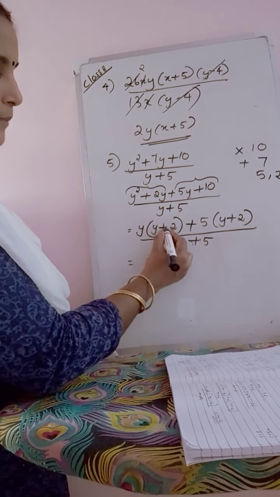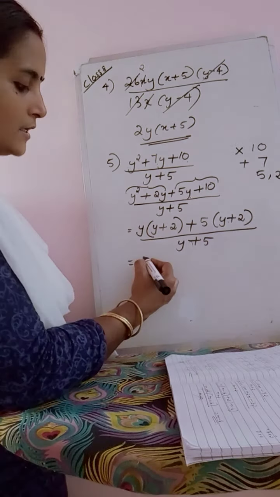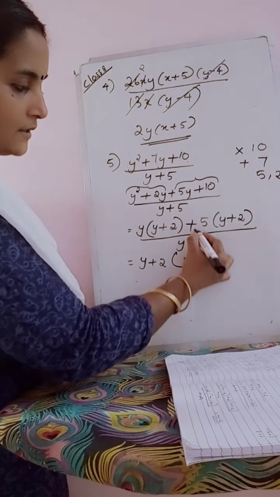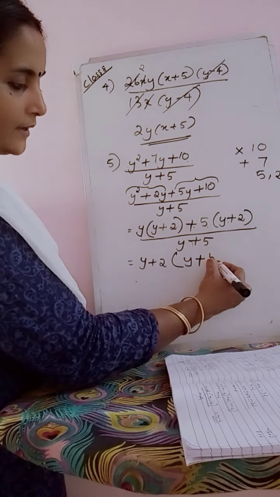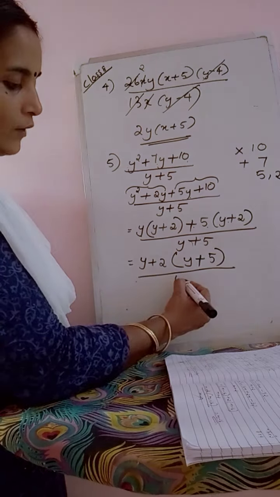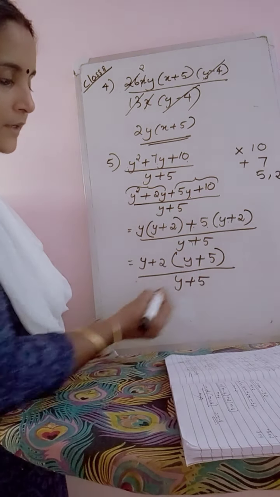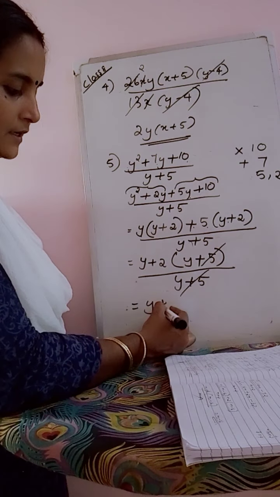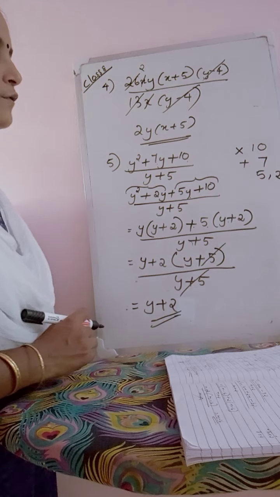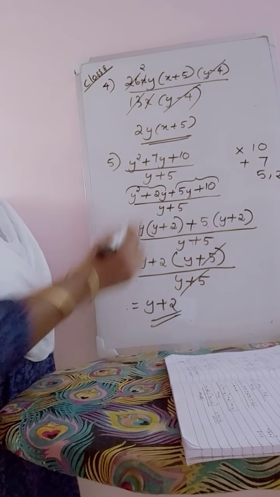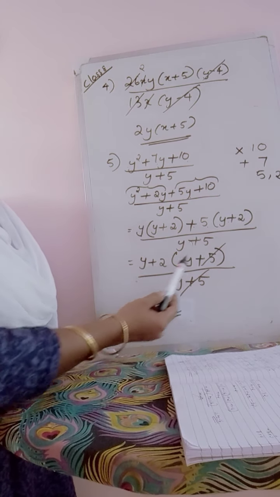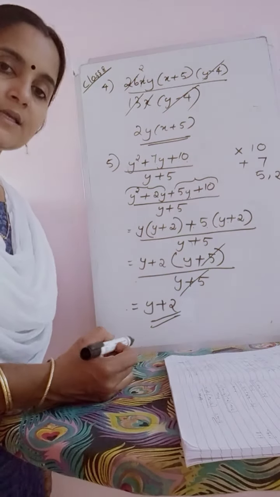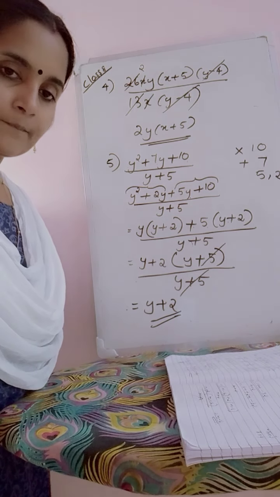That is, y plus 2 is a common factor here. So in the next step you can take that y plus 2 outside. Y remains here. Then you put the sign plus 5 by y plus 5. Here y plus 5 and y plus 5 cancel. So what is the final answer? Y plus 2 is the final answer. Okay. We split the numerator like y plus 2 and y plus 5, then we can cancel with the denominator and the final answer is y plus 2. Okay.